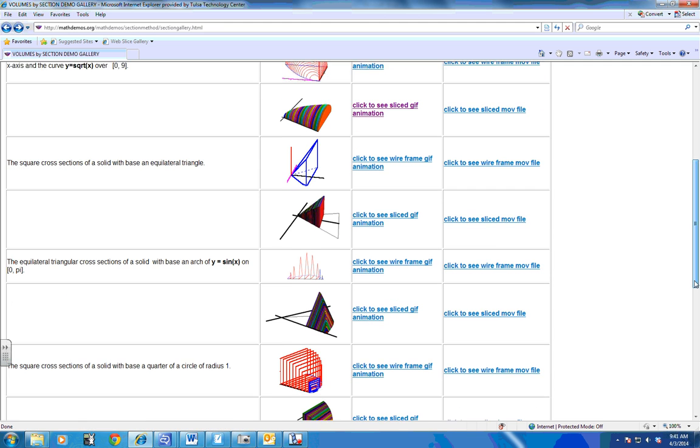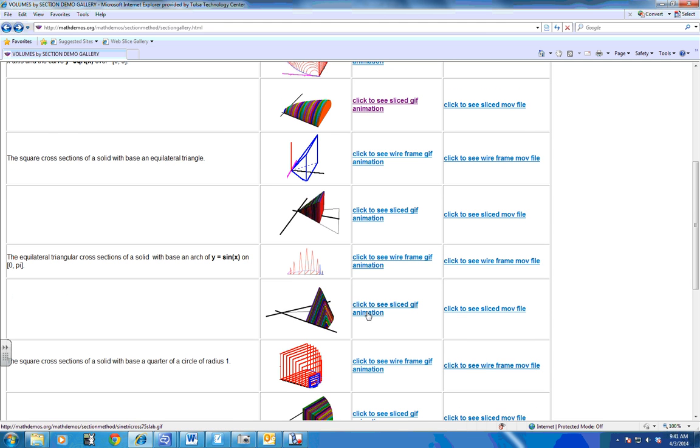Let's do an example of an equilateral triangle. Okay, here's the sine x curve. Looks like it's from 0 to probably pi. This time they're using equilateral triangles as my cross section, and see the three-dimensional shape that that is forming. And we can find the volume of that shape.